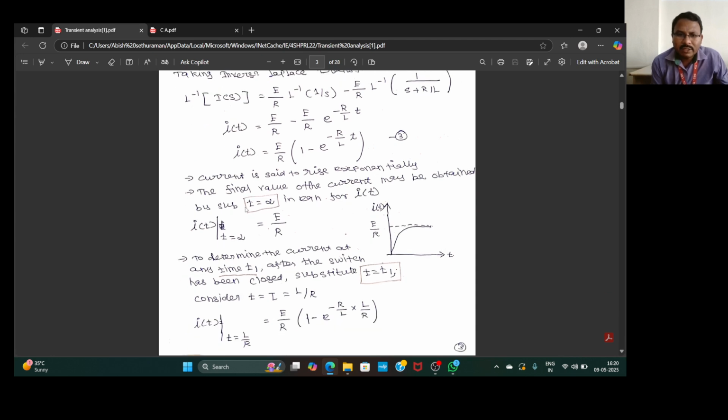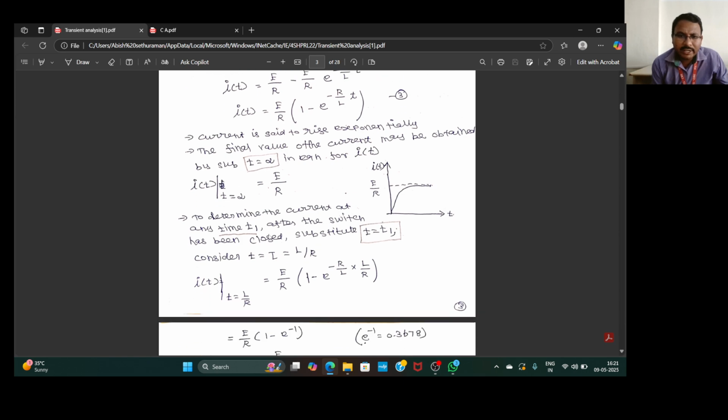The current is said to rise exponentially. This is the plot we have obtained, current versus time. At the initial state, t equal to 0, and the maximum condition, t equal to infinity, we achieve E divided by R. Maybe we want to determine the current at any time. For example, we consider time t1; substitute t1 instead of t. Then t equal to L divided by R.